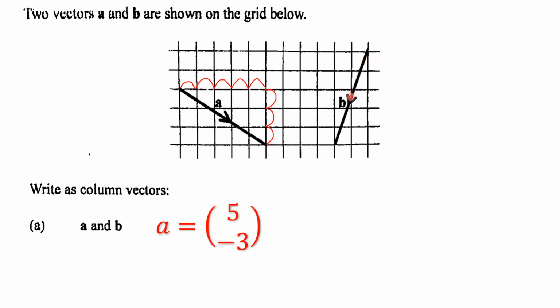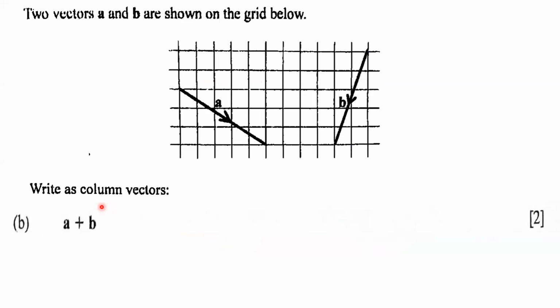Here we have vector B and it's going in this direction, right? And so what does that mean? Well, that means that we moved 1, 2, 3, 4, 5 spaces down, right? 5 times down. And then we moved 1, 2 times to the left. So because we moved 2 times to the left, we have -2. To the left, it's going to be negative. To the right, it's going to be positive. And because we moved 5 times down, 1, 2, 3, 4, 5, it's going to be -5. So as a column vector, A is 5 and -3, and B is -2 and -5.